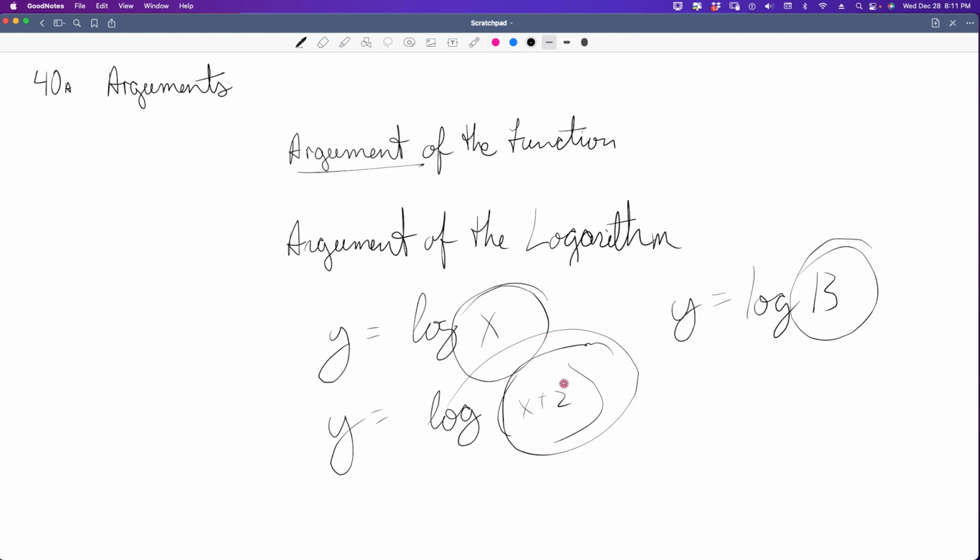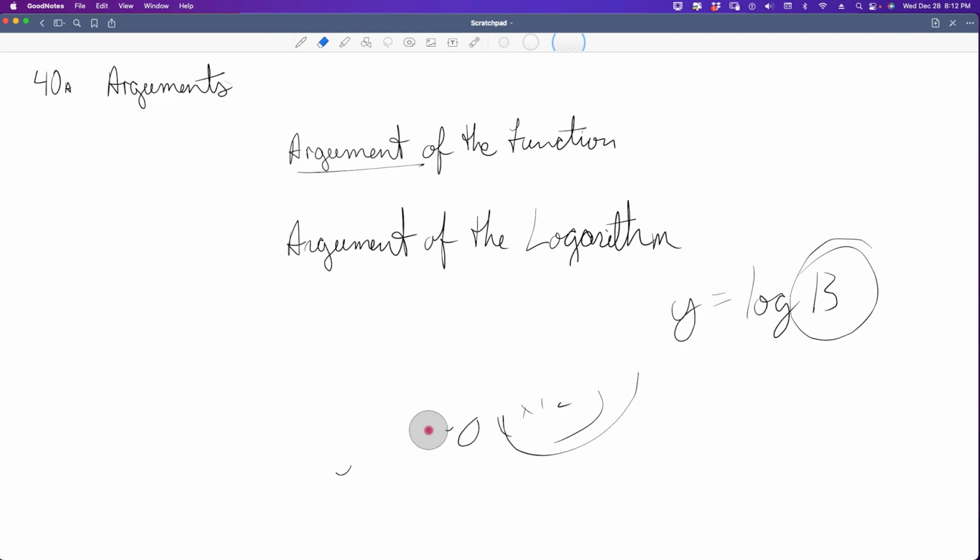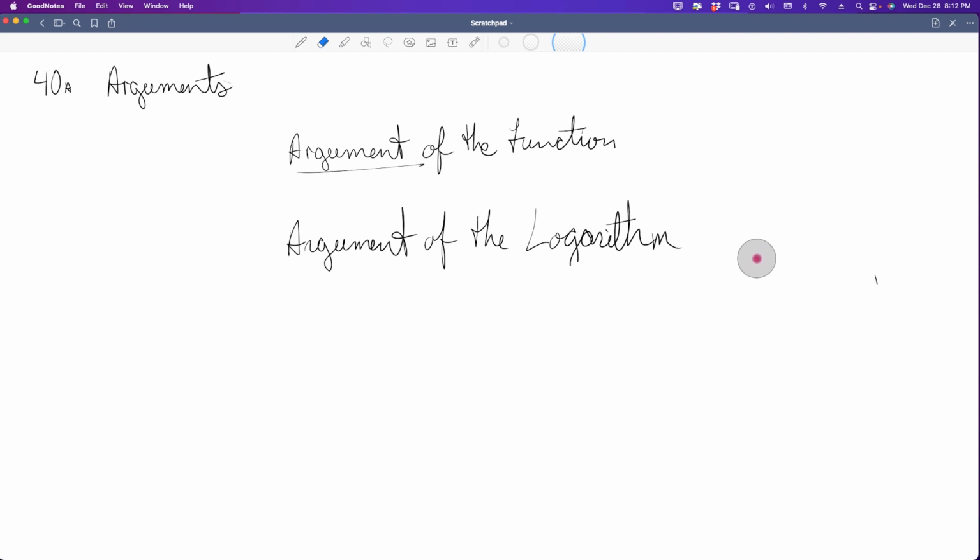So what you're looking for is the variable component for each of these. The variable component, the thing that differs from the standard format, that is going to be the argument of your function or logarithm. Okay, so look for what's in parentheses, or what is the variation between the formats, or between the different expressions or equations.